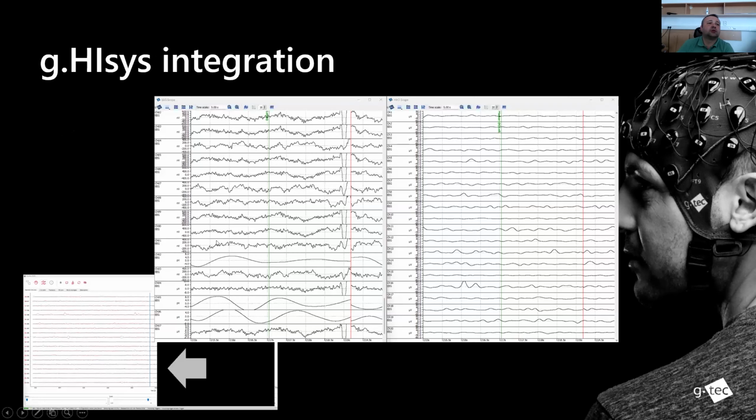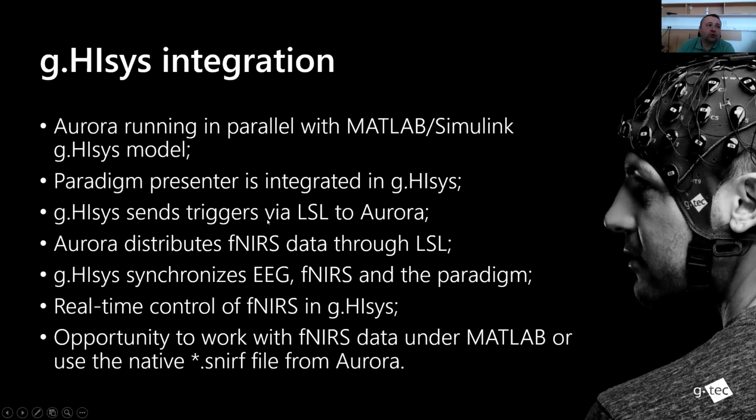Regarding g.HIsys, we have exactly the same implementation. Here, the triggers are sent into the EEG in this plot via LSL, and also on the fNIRS scope. HIsys records at the same time both EEG and fNIRS. So Aurora runs in parallel with MATLAB Simulink and the g.HIsys model.